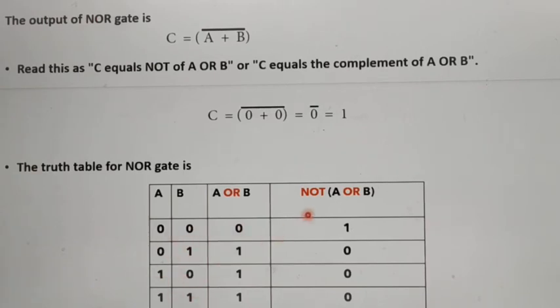Next we have to find NOT of A or B. Here we have to invert all zeros into 1, then ones into zeros. Here 0 is inverted into 1, then all ones are inverted into zeros. This is the truth table for NOR gate.